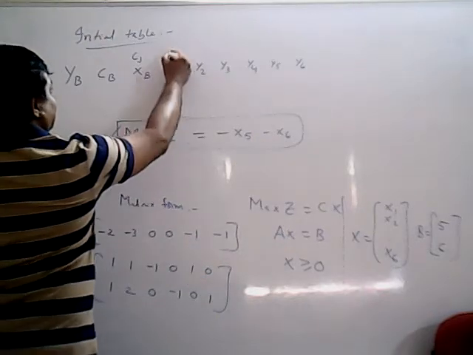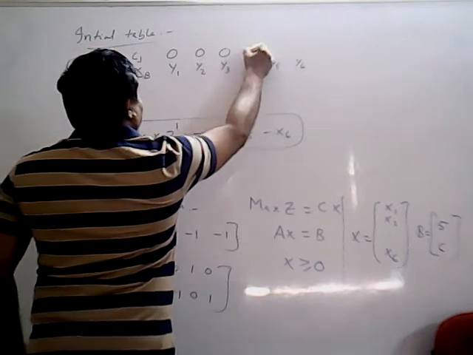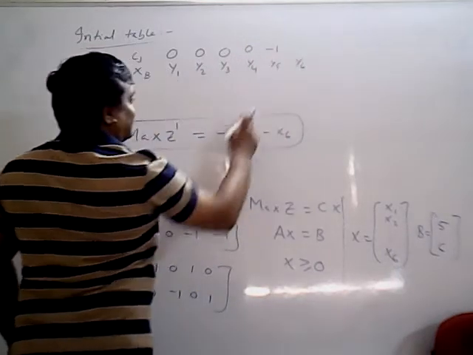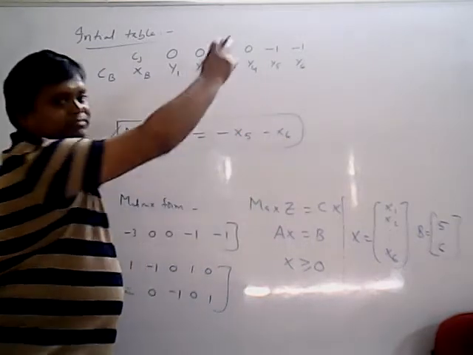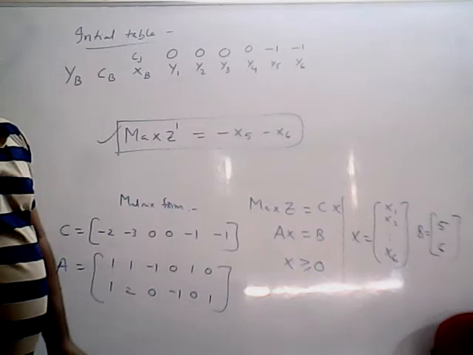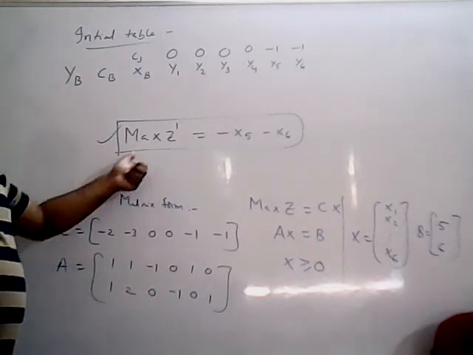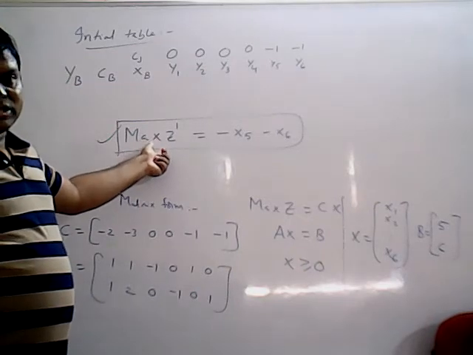That means, what are the variables in phase 1? y1 0, y2 0, y3 0, y4 0, y5 is an artificial variable, that means -1, y6 is an artificial variable, cost is -1. This is the only difference between big M and two-phase simplex method. Don't consider this one. Okay, now the modified objective function is this one in phase 1. So in phase 1 you have to use this objective function only.